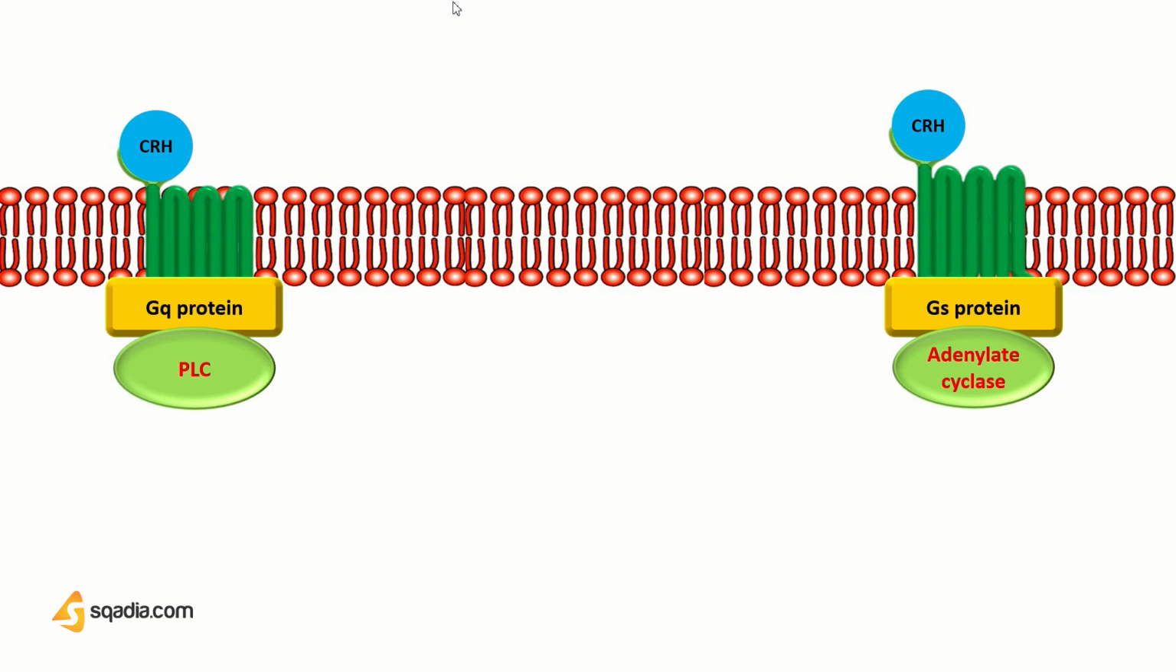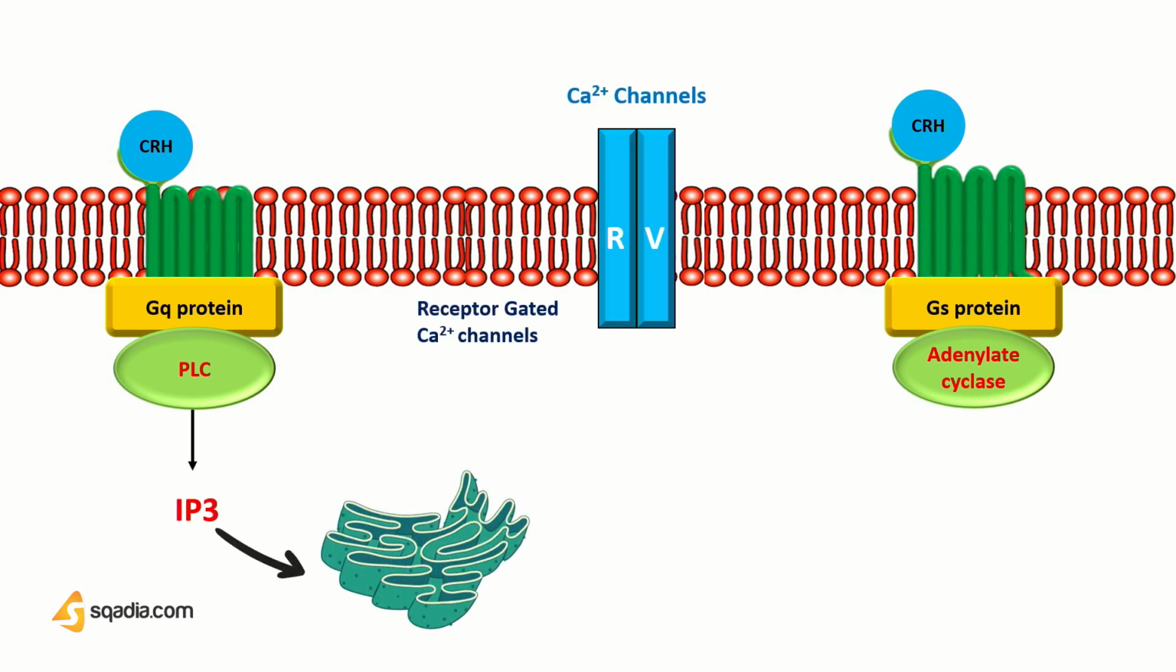Now, PLCs are known for their role in signal transduction pathways. This system facilitates the release of inositol triphosphate signaling molecule, or IP3. This signals the receptor-gated calcium channels to open up.